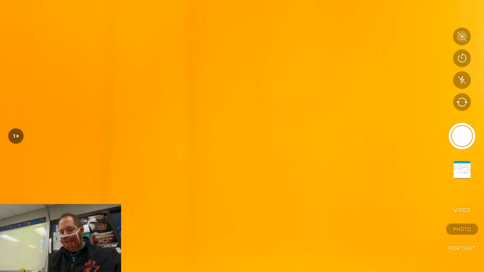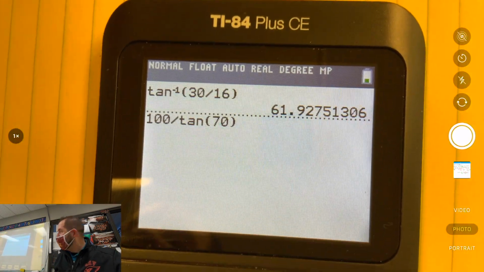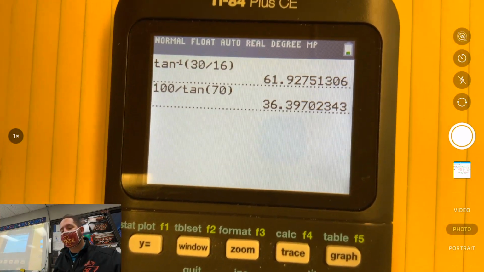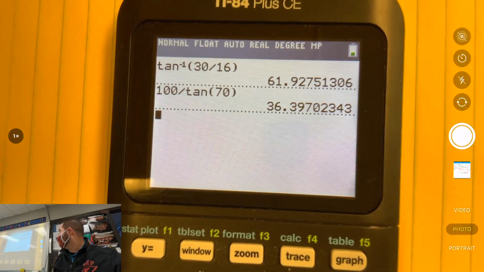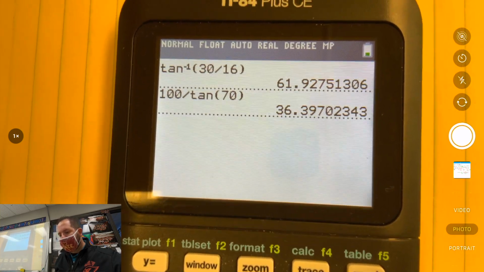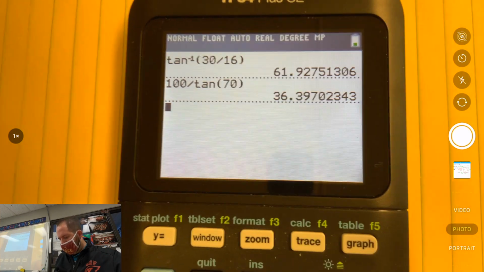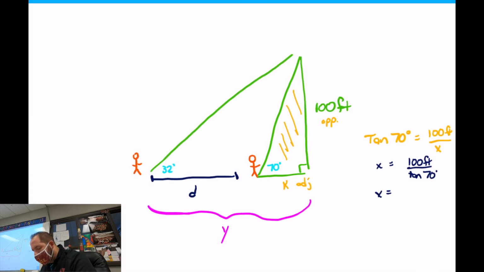So I'm typing this. 100 divided by tangent of 70. That's what I'm typing. Hit enter. And so this is the distance from that first person. So the first person there is standing 36 feet from the building. So 36.3, it's 36.4, let's say. We'll just do, if I rounded it. So this person X is 36.4 feet. That's my X.